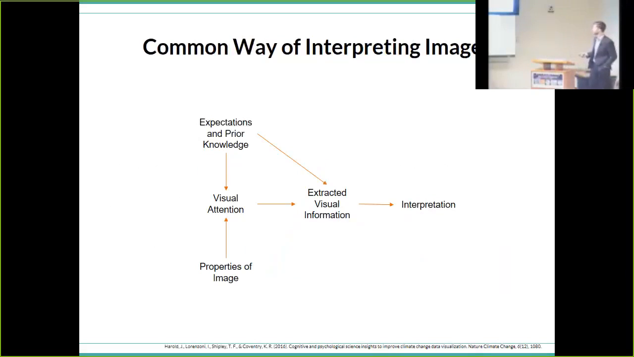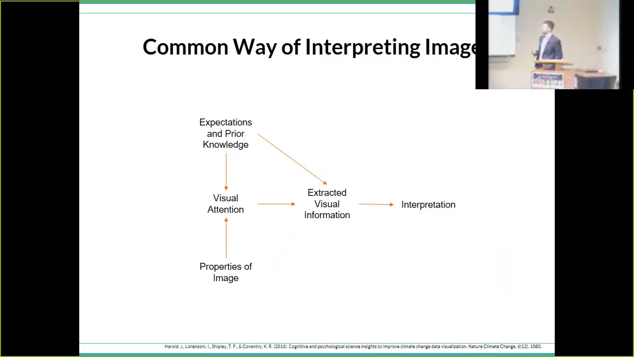And so this is just a simple conceptual model that you can keep in mind as I'm going through and showing the work that I'm going to show. The way you can think about it is that when someone looks at an image, what you're ultimately drawing is where their attention's going, like their visual attention. And the two things that influence that are what's called top-down processing.